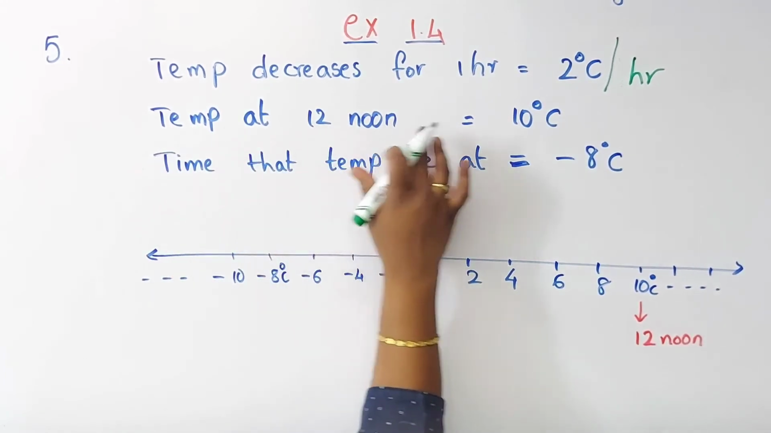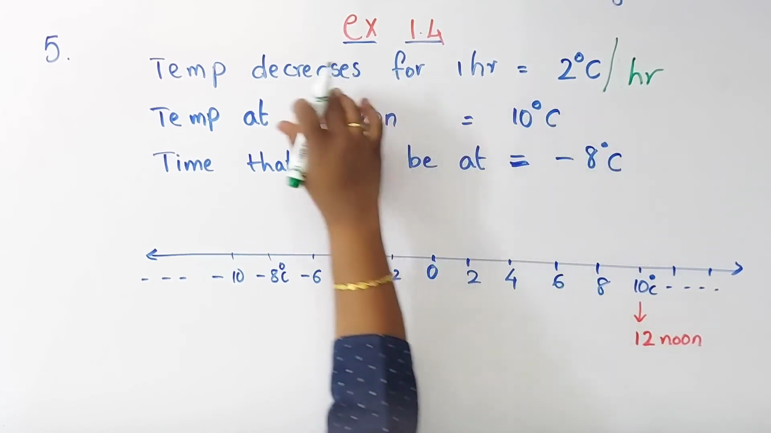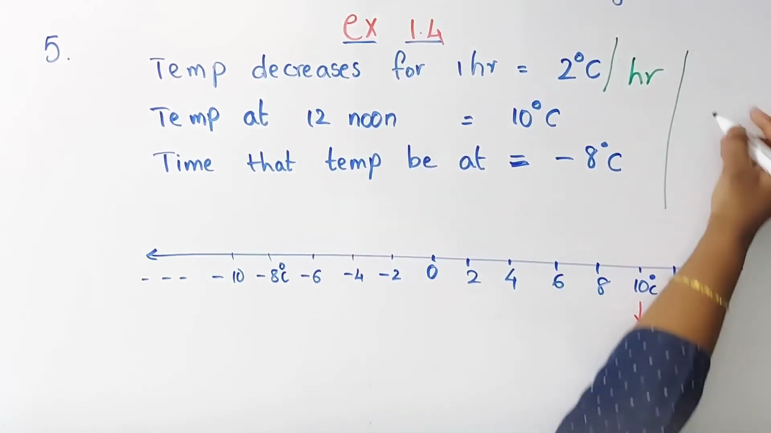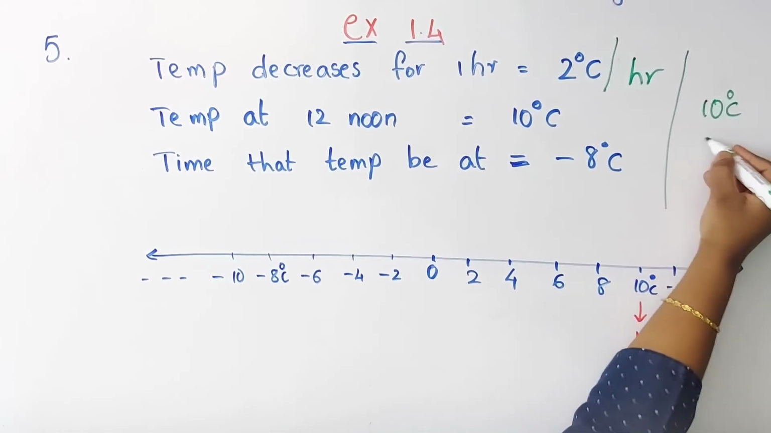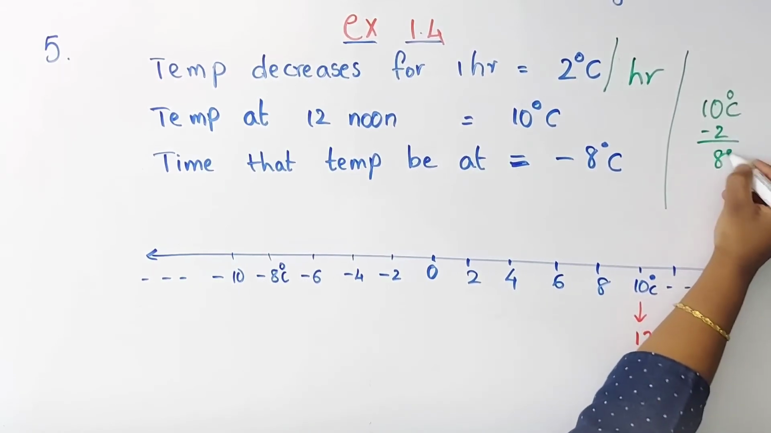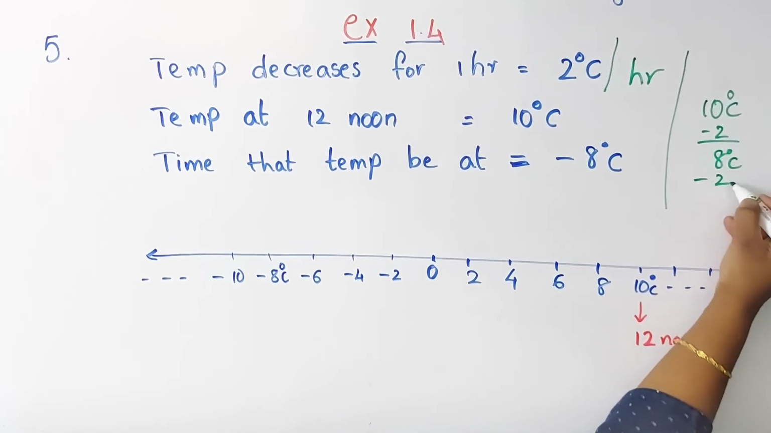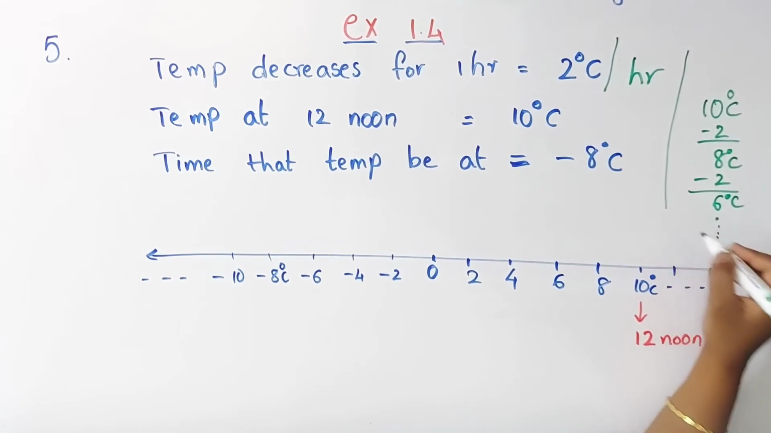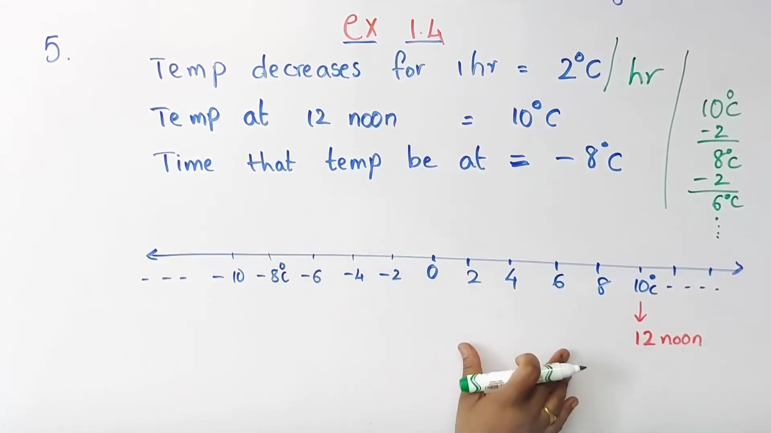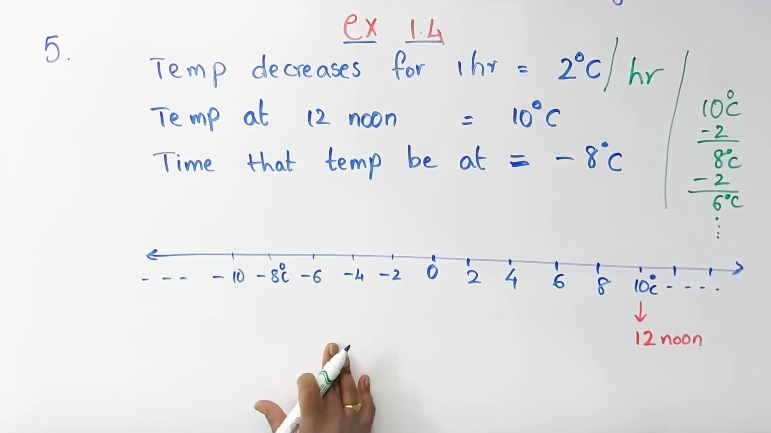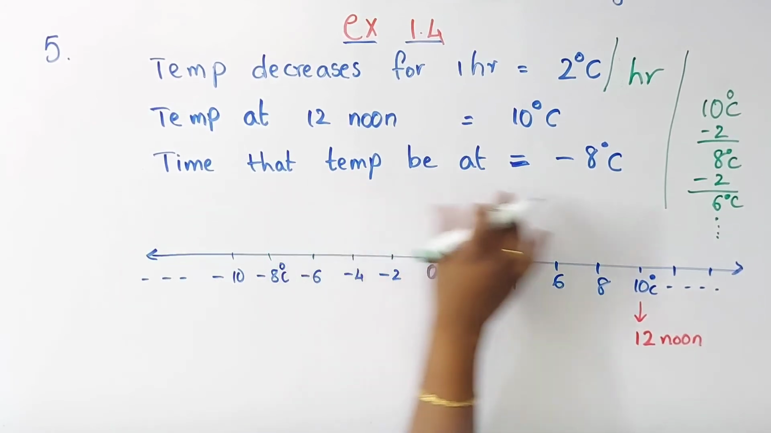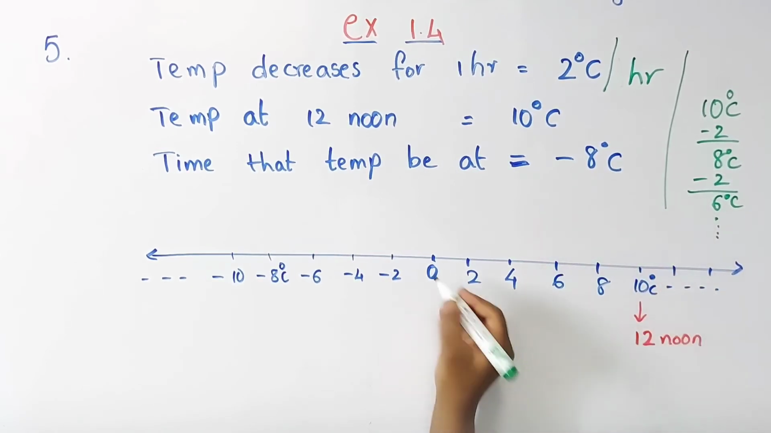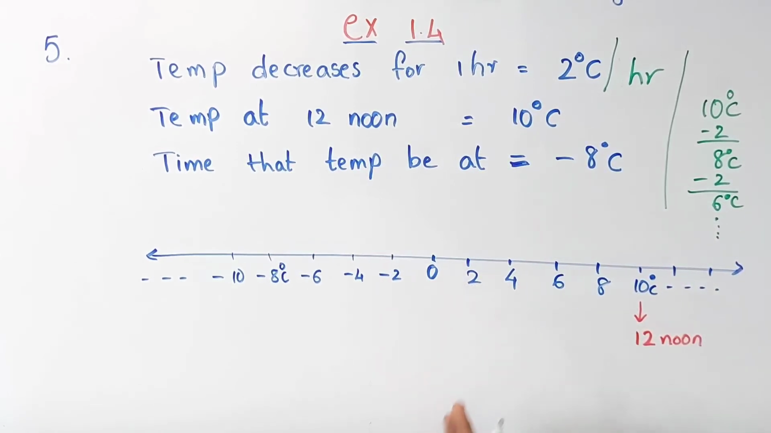Temperature at 12 noon is 10 degrees centigrade. For every 1 hour it is decreasing 2 degrees centigrade. That means first it is 10 degrees centigrade. After 1 hour minus 2, that means 8 degrees centigrade. Again after 1 hour minus 2, it is 6 degrees centigrade. So this process is continuous. Now we will see on the number line how it decreases. They want the time when the temperature is minus 8 degrees centigrade. So we have a number line here, 0. I took an interval of 2, children.